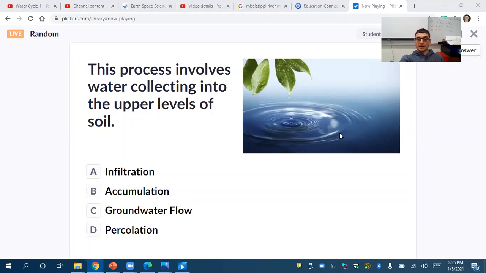Okay. Thank you, Cass. All right, guys, so I'm going to give props to a few people here. Javante, we've got Angel. Congratulations. You guys got the answer right. The answer is going to be A. In the upper levels is infiltration, but in the lower levels, that's going to be letter D, percolation.